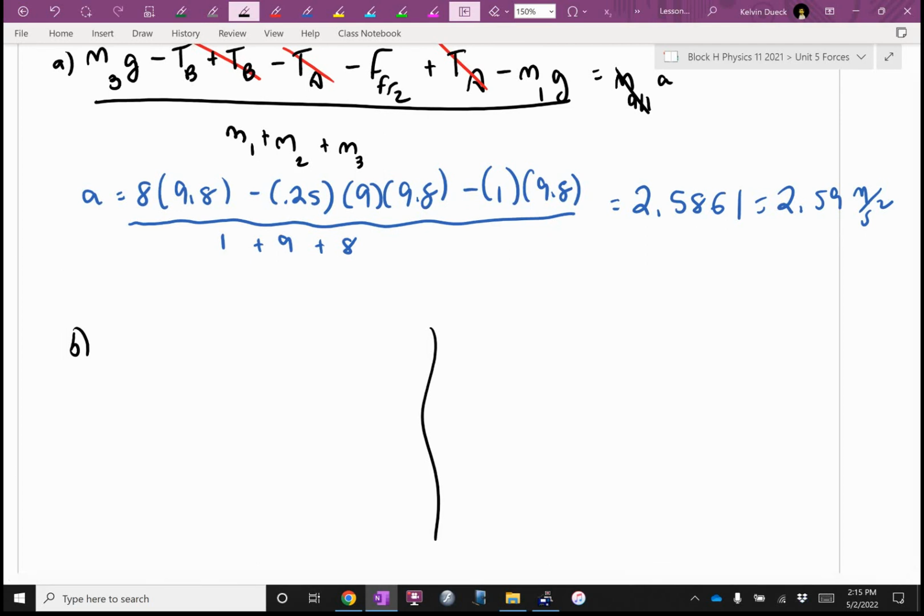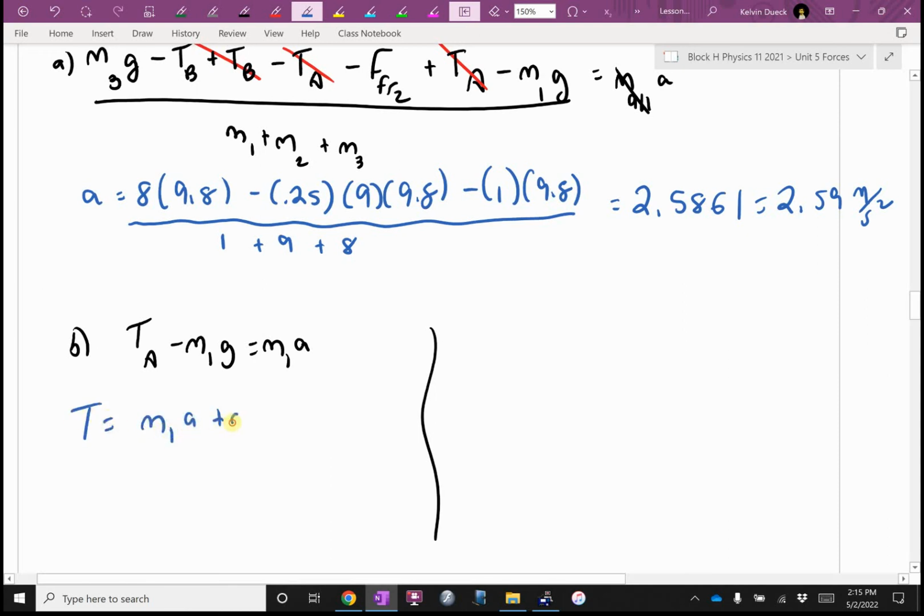How do you know T is winning? It's up. It's accelerating up. So it's going to be tension A minus M1G equals M1A. How would I get the T by itself? It's going to be M1A plus M1G.